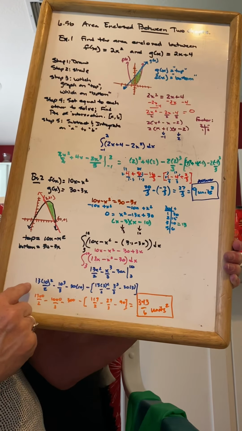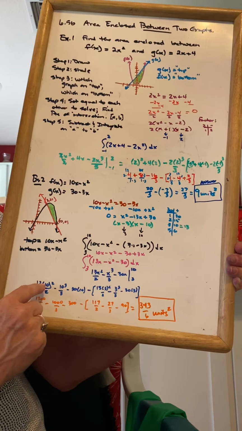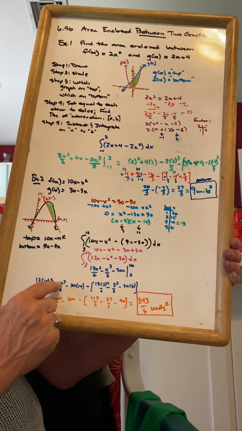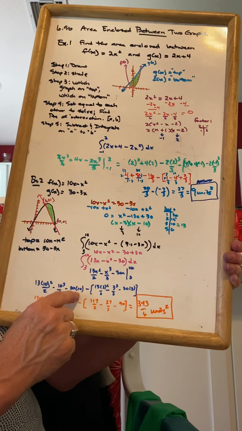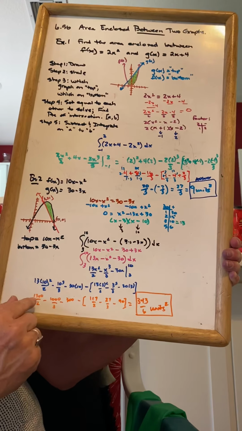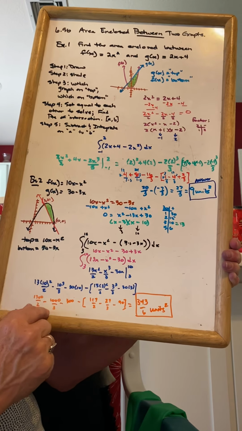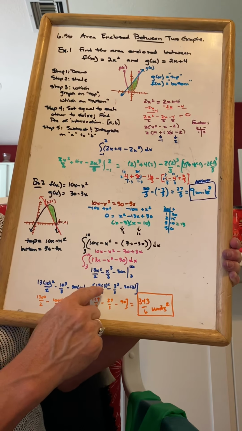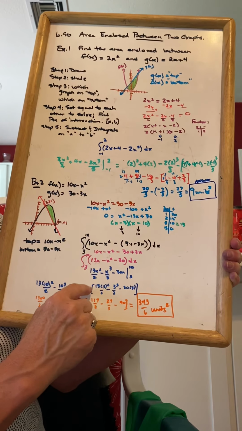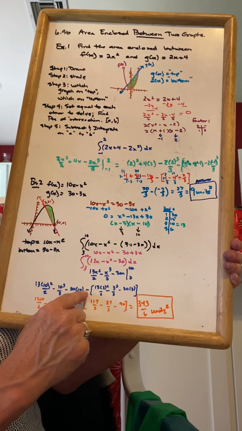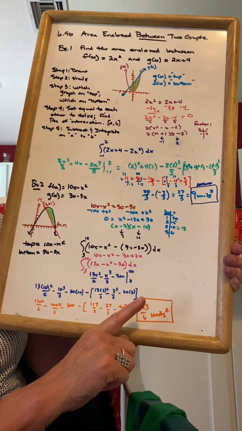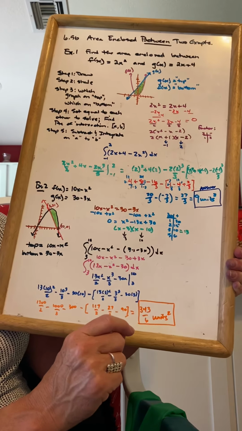Then I stick those numbers in. 13 times 10 squared over 2 minus 10 cubed over 3 minus 30 times 10. Do the math. I get 1,300 over 2 minus 1,000 over 3 minus 300. I put the 3 in, subtract the quantity of. Remember, that's going to be a quantity. That whole thing, you do find the math inside before you subtract it.